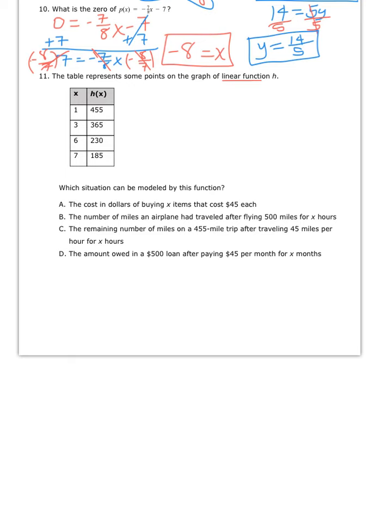So before we look at our answer choices, let's see what we can find out about this. So 1 to 3, that's +2. 3 to 6, that's +3. 6 to 7, that's +1. -90. Negative what? Negative 45. So what's my slope? Negative 45 over 1, right? So what does that mean? What's my y-intercept?